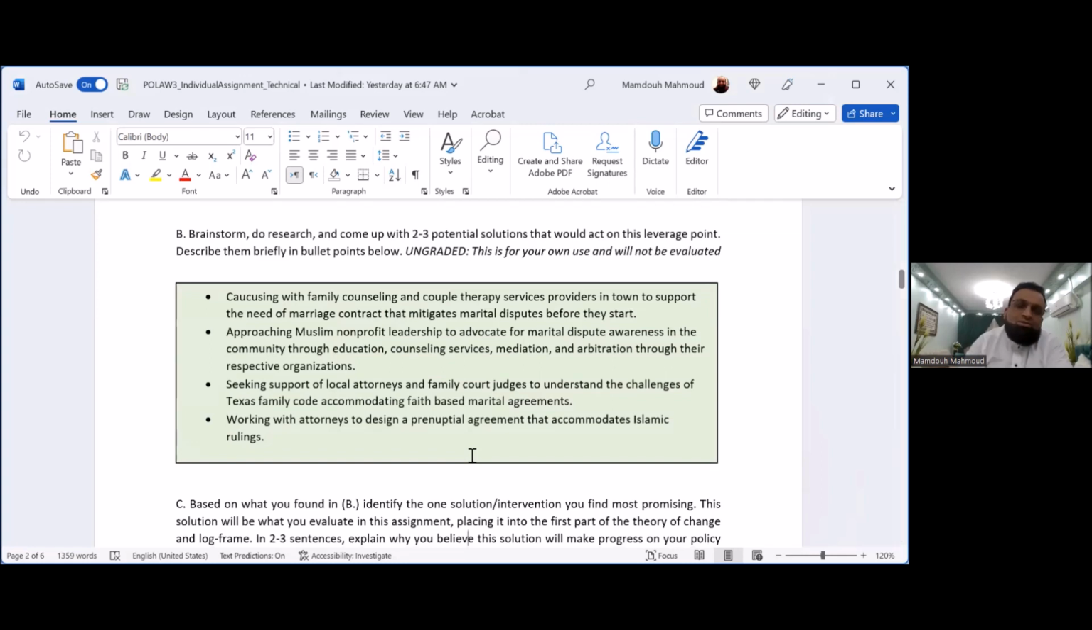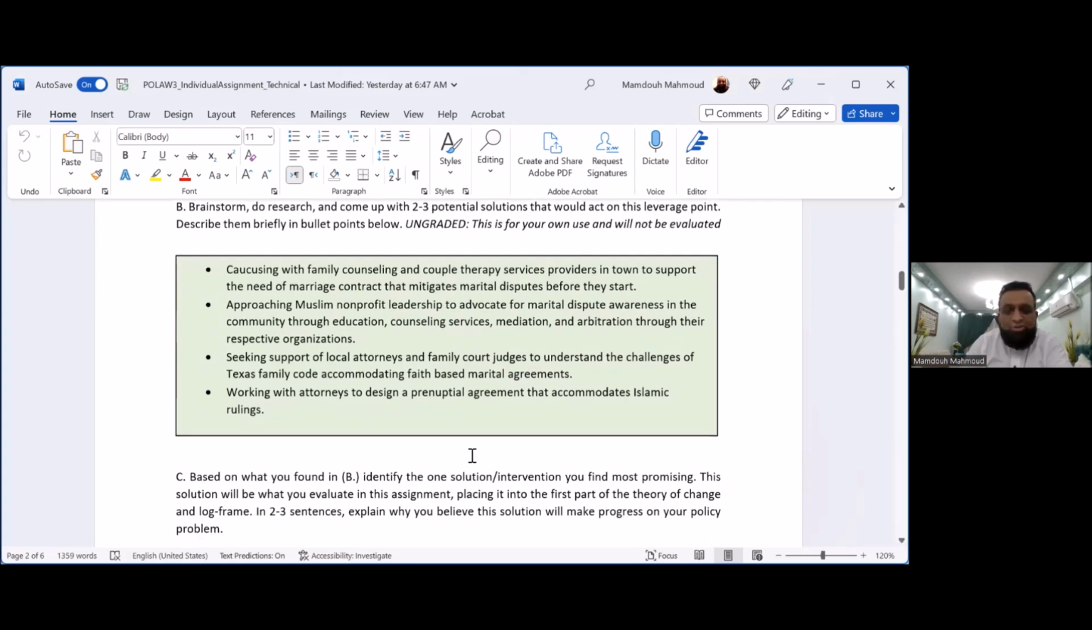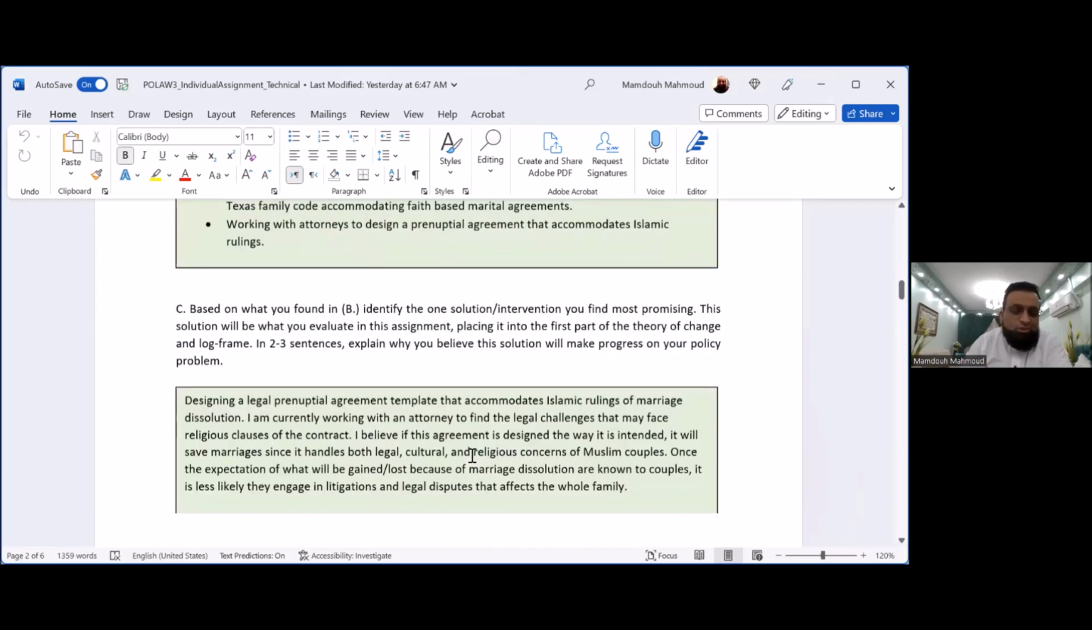How am I going to do that? I'm going to caucus with family counseling and couple therapy service providers in town, support the need for a marriage contract and mitigate the problems. I approach the Muslim leadership and advocate for marital dispute awareness, seeking support of local attorneys and family court judges to understand the challenges of the Texas Family Code, accommodating faith-based marital agreements, working with attorneys to design a prenuptial agreement that accommodates Islamic rulings.